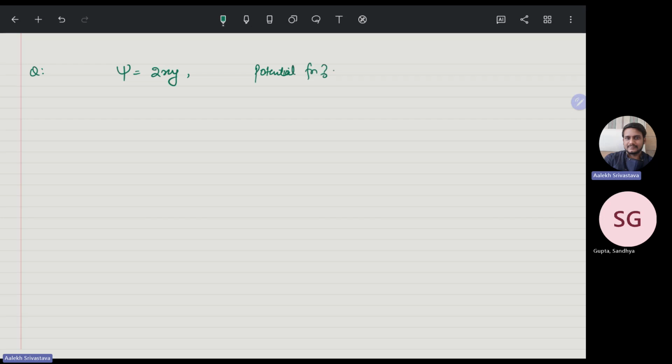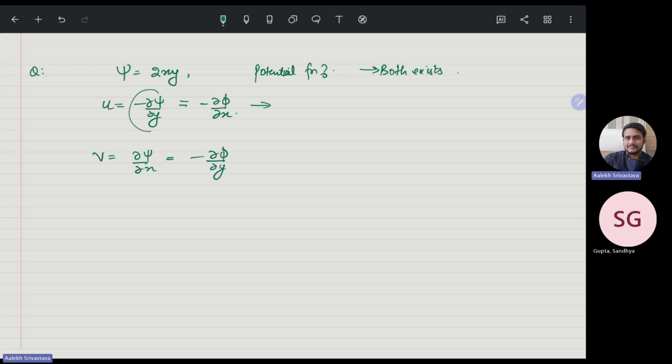So it says that both exist. Now you know that for the streamline and potential function both exist, then velocity u is equal to minus del psi by del y, and in the potential function that is equal to minus del phi by del x. v is equal to del psi by del x, that is equal to minus del phi by del y. Now you have two equations.